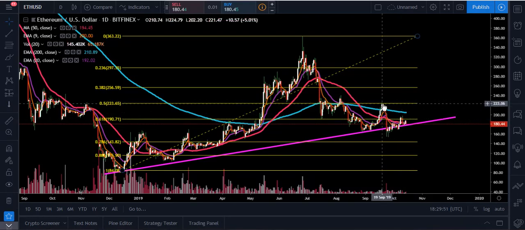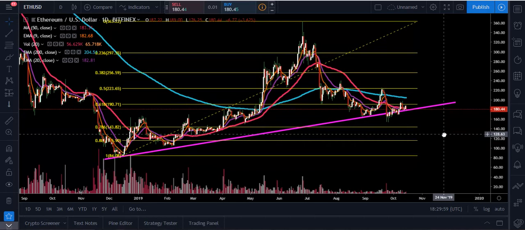Then we would need to take out, obviously, this 200-day moving average, but this next lower high right here, which is going to be around $223, is going to be extremely important for us. But I'm just paying very close attention to price action and moving averages in this Fibonacci.